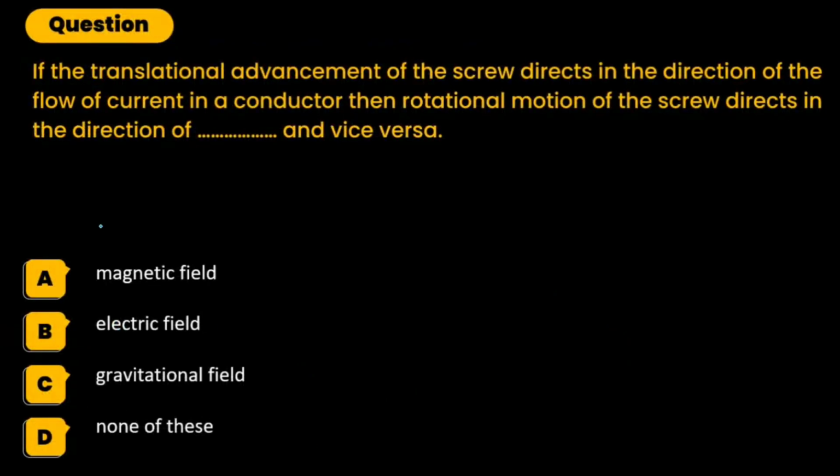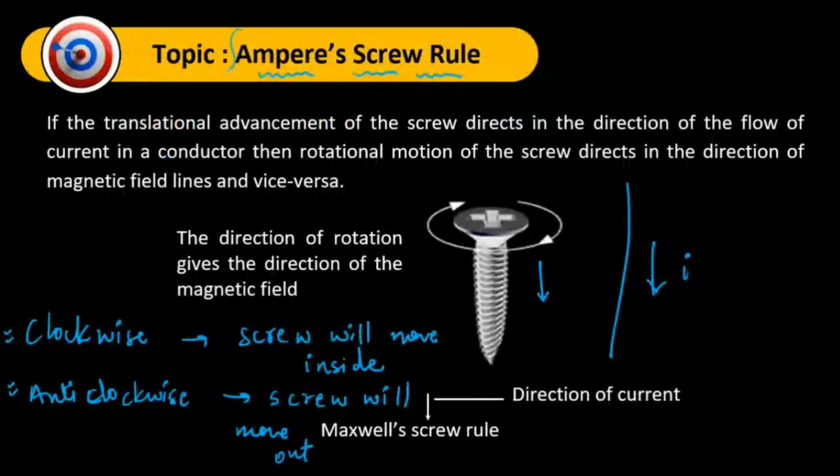So we will be again looking at some questions during the class. The question says, if the translational advancement of the screw directs in the direction of flow of current in a conductor, then rotational motion of the screw directs in the direction of which? Magnetic field. For example, it is simply asking us to relate that second law which is used to give the direction of magnetic field, which is Ampere's screw rule.